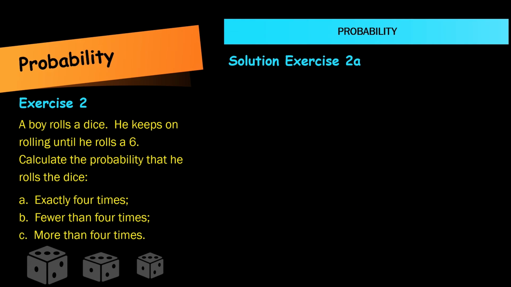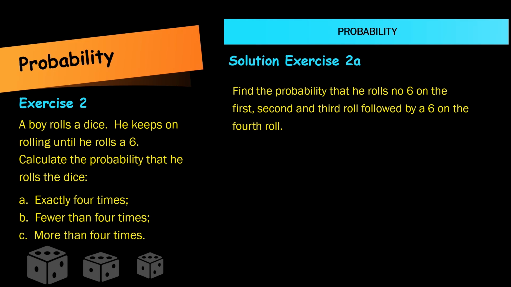And now for review exercise 2 part A. A boy rolls a dice. He keeps on rolling until he rolls a 6. Calculate the probability that he rolls the dice exactly 4 times. So we're going to find the probability that he throws no 6s on the first, second and third roll, followed by a 6 on the 4th roll. So we're looking for the probability of not 6, not 6, not 6, and then a 6.